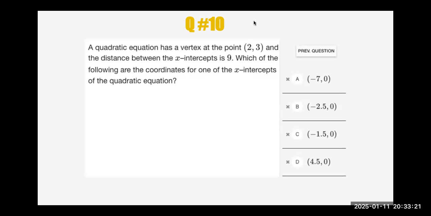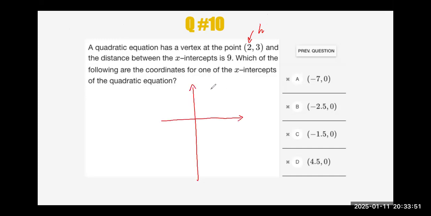Okay, Sophia, would you like to do this on the board, please? I took the x point of the vertex, which is 2. And since the vertex is in between the x-intercepts, half of 9 is 4.5. I just added 4.5 to 2 and then subtracted 4.5 from 2 and then looked for the answer.